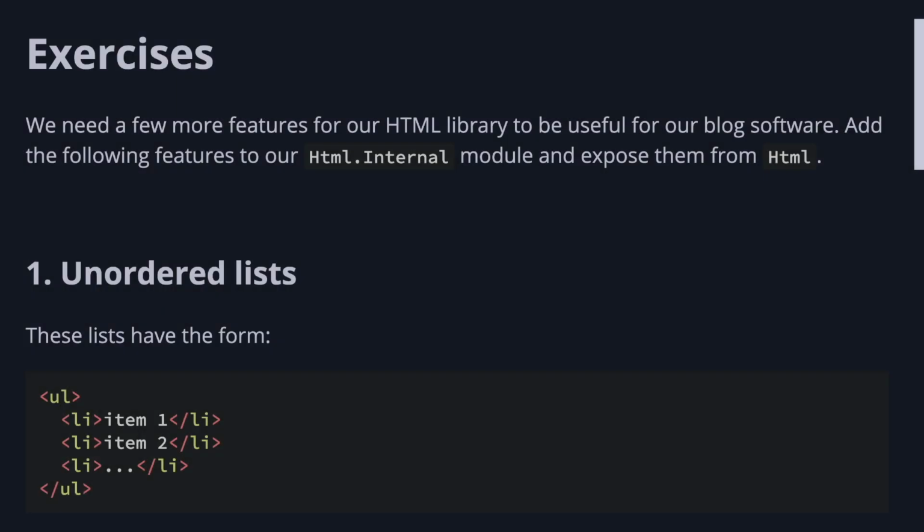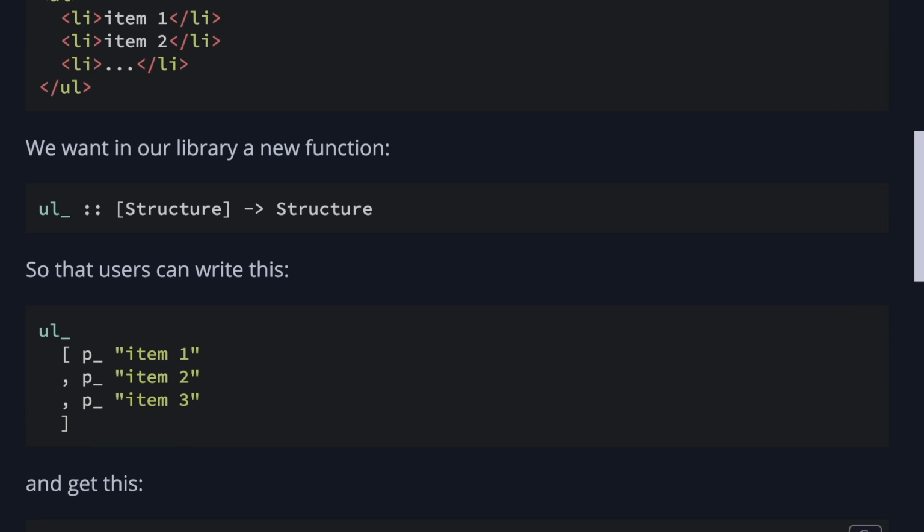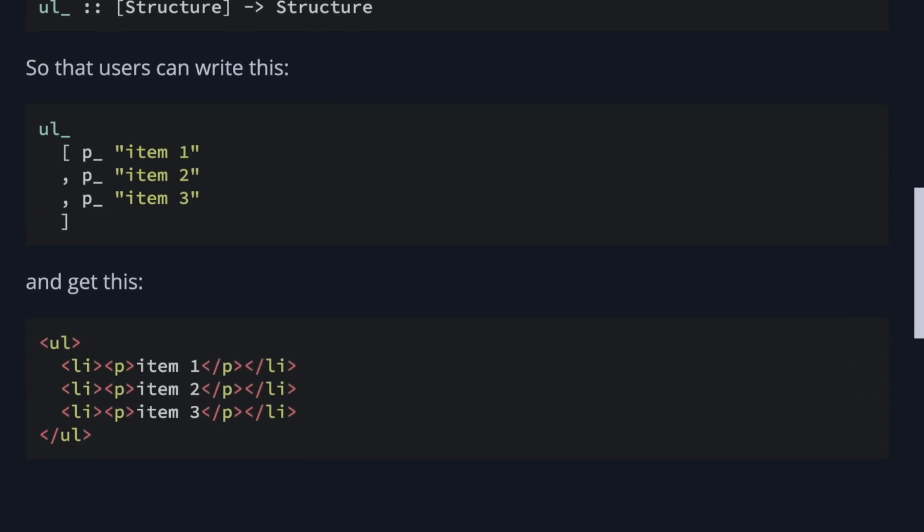Let's do some exercises. We need a few more features for our HTML library to be useful for our blog software. We have to add the following features to our HTML.Internal module and expose them from HTML. First one, unordered lists. We want in our library a new function, ul, that takes a list of structures and returns a structure, so that our users can write unordered lists that consist of multiple items.